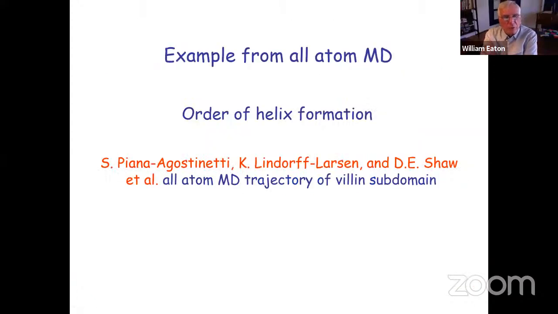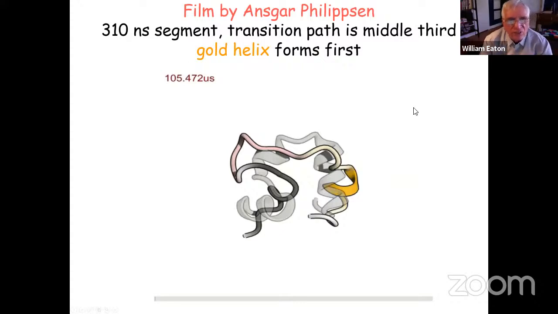So I'm going to show you an example from an all-atom simulation from the Shaw group, which gives the order of helix formation. This is a 310 nanosecond segment of a longer trajectory. The transition path is going to be the middle third of this video. And what you'll see in this middle third, which is the transition path, is that the gold helix is going to form first. So in the first third, the protein is unfolded. In the second third, the protein is on a transition path as defined by Q. And in the final third, the protein is fully folded.